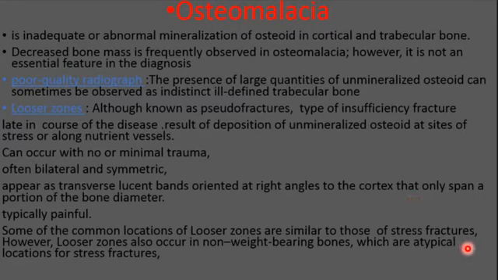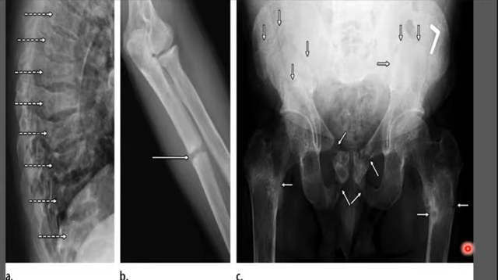Some of the common locations of Looser zones are similar to those of stress fractures. However, Looser zones also occur in non-weight bearing bones, which are atypical locations for stress fractures, such as the scapula or the lateral aspect of the femur. These are uncommon sites for stress fracture, but it is common for Looser zones.